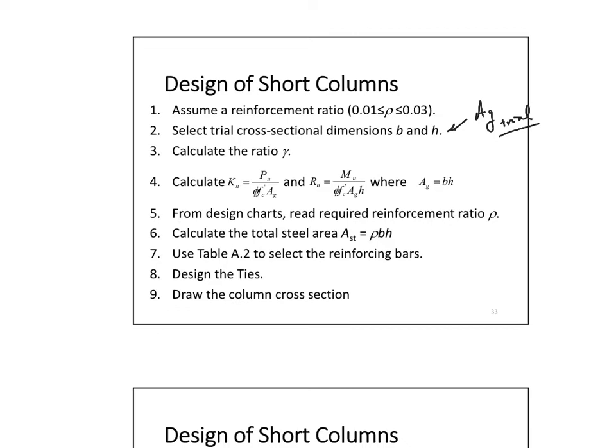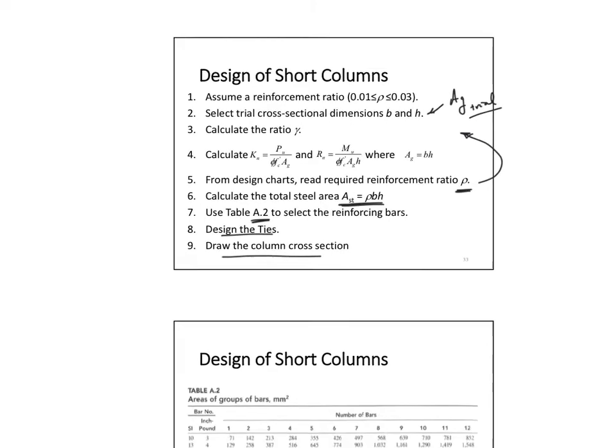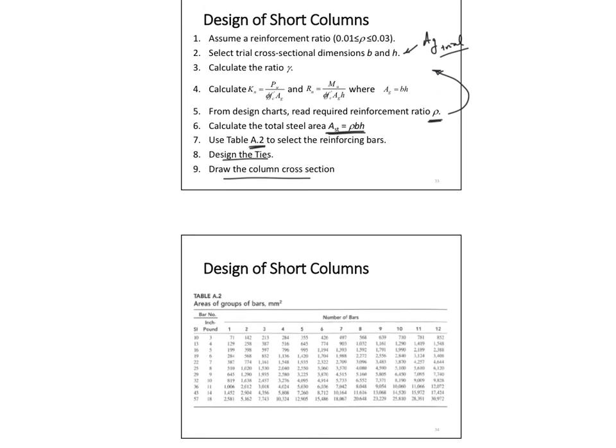From the design charts, read the required reinforcement ratio, get back and read your ratio, and see if it is within the number that you selected. If yes, then select the area steel to be rho times BH. Use table A2 to select the reinforcing bars, design your ties, and draw your cross-sectional area. Very simple, summarized design steps. Here's the area of steel bars from table A2.